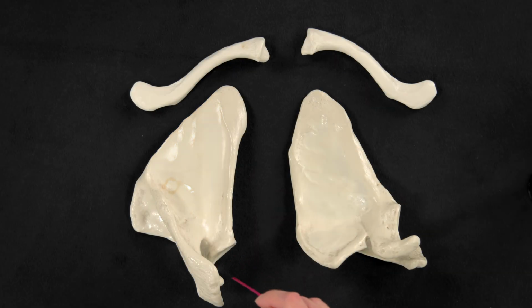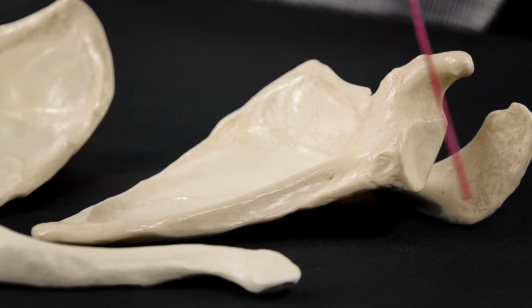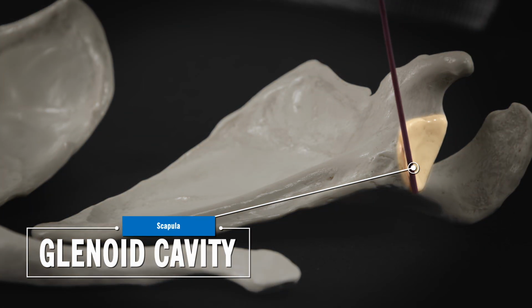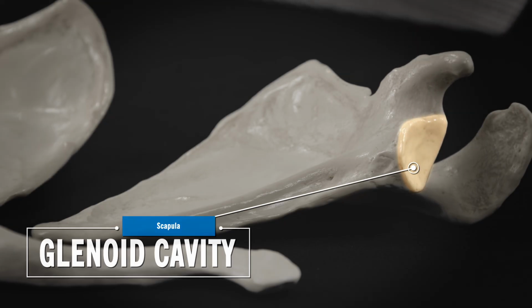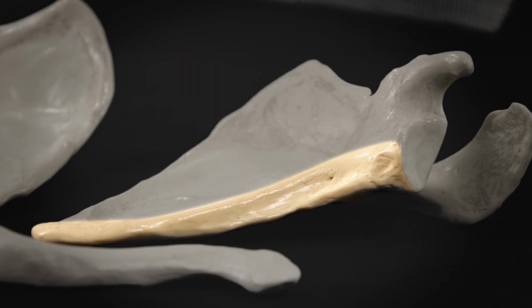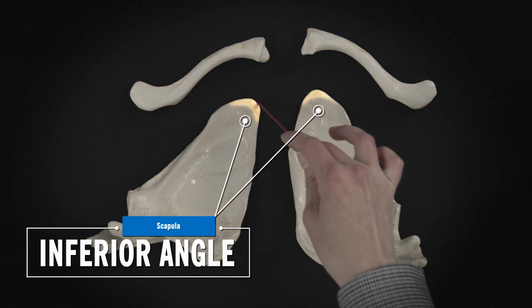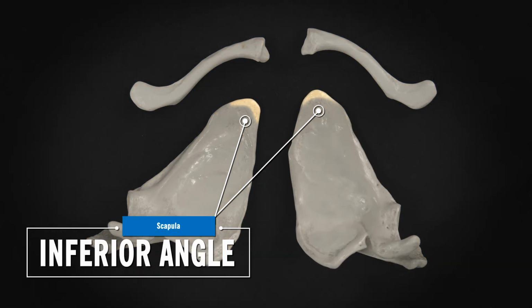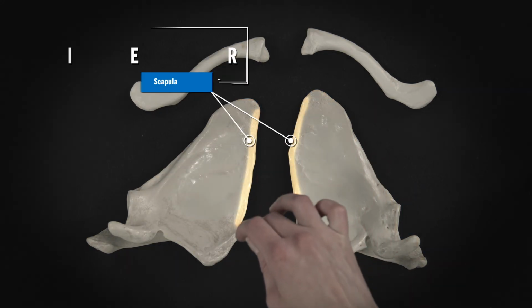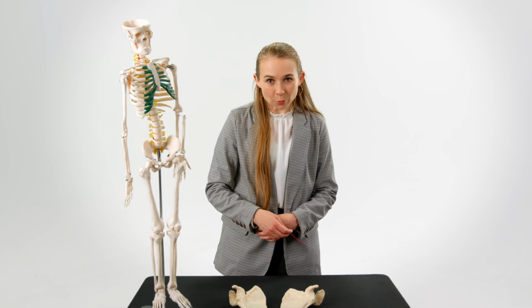This portion here is where the humerus attaches. So we know that this has to be the lateral side. So this is the lateral side here, and this teardrop portion is called the glenoid cavity. This long edge is the lateral border. It can also be called the axillary border because it is by the armpit. This pointy portion here is called the inferior angle. And this side edge is called the medial or vertebral border because it is close to the vertebrae.